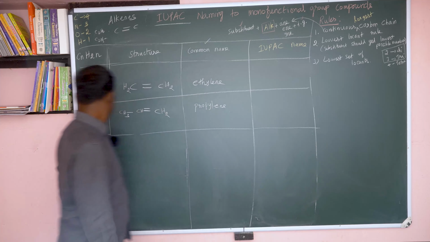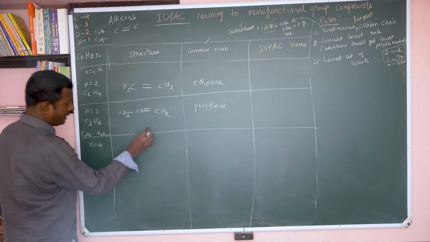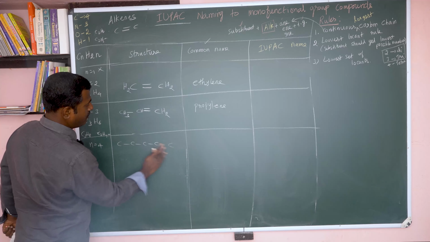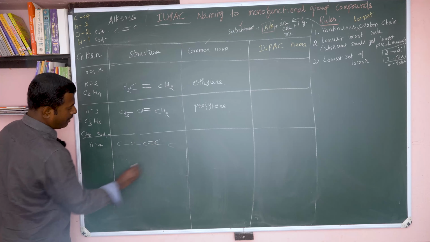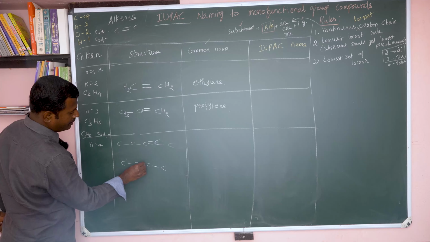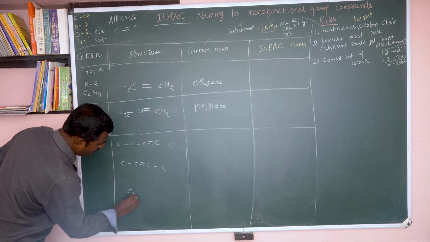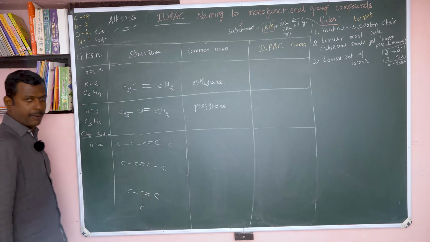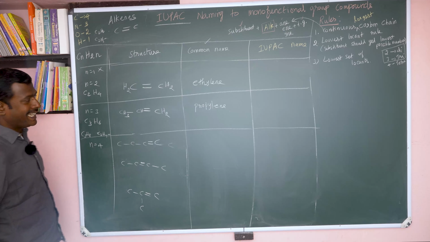Next, let us give the value 4 for n. Then we have C bond C bond C bond C. How many C? 4 C. You see, there are 4 carbons with 1 double bond. Can we change the position of the double bond from here to here? Yes, the position of the double bond changes. Can we give some branch in the carbon chain? Yes, along with the double bond. So by using 4 carbons, we can give 3 different types of alkenes.